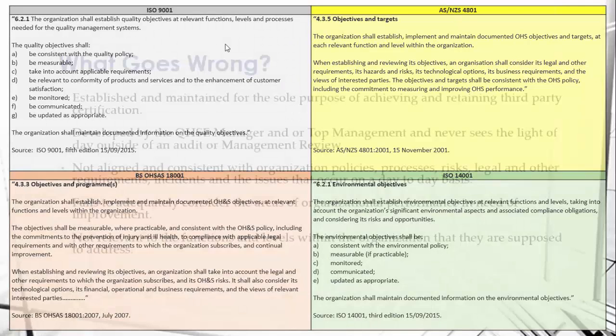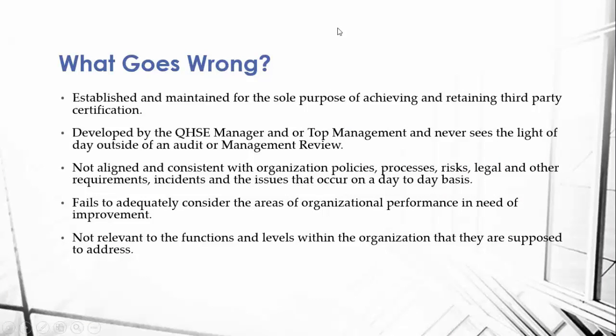Okay, so what goes wrong? These are in no particular order, but these are the things that I see probably on a daily basis. A lot of the objectives and targets I see are established and maintained for the sole purpose of achieving and retaining the certificate on the wall, and they don't actually live and breathe and change to deliver value to the organisation. And as I referred to earlier, I've seen some extreme examples where objectives and targets haven't literally changed in 8 or 9 years.